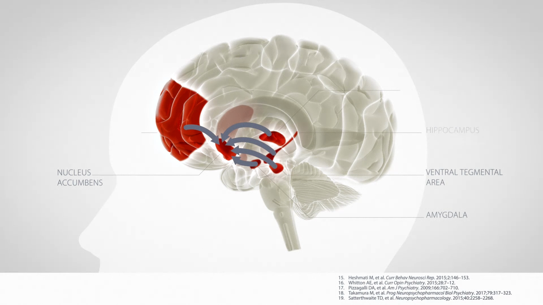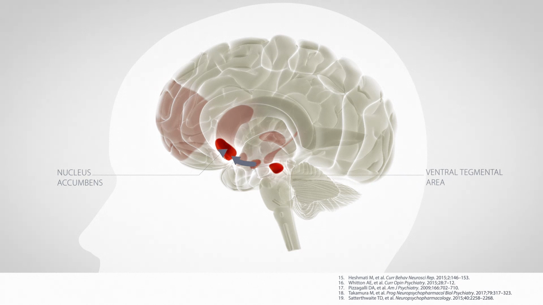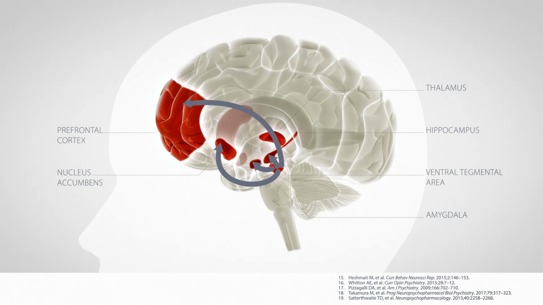In turn, the nucleus accumbens sends projections to the ventral tegmental area and ventral pallidum. The primary output of the nucleus accumbens is then relayed through the mediodorsal nucleus of the thalamus to the cortex to modulate responses to reward-related cues.